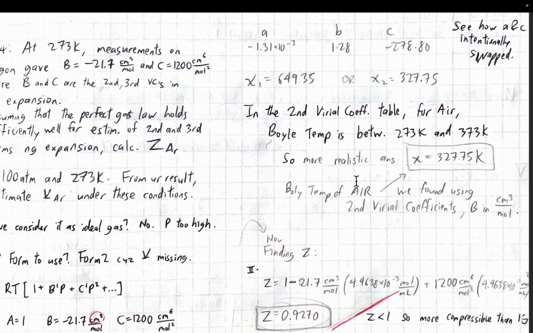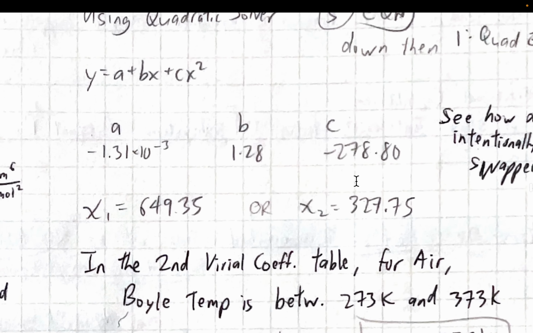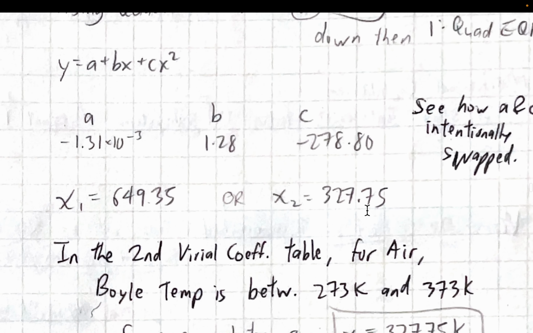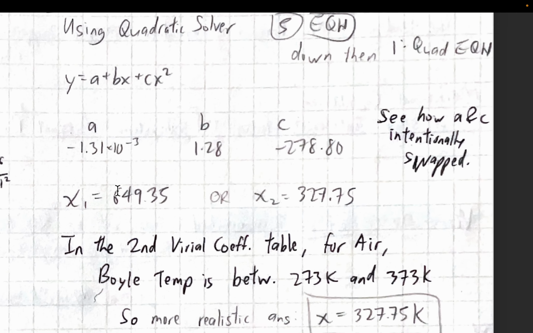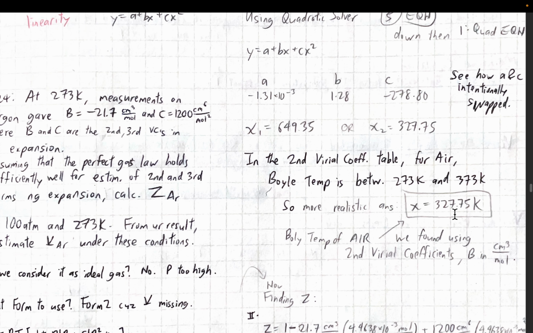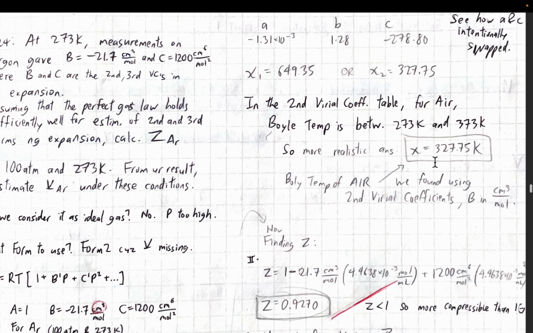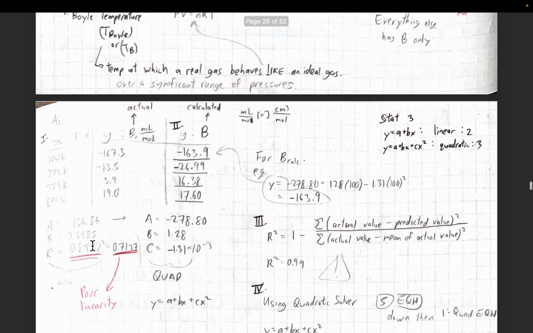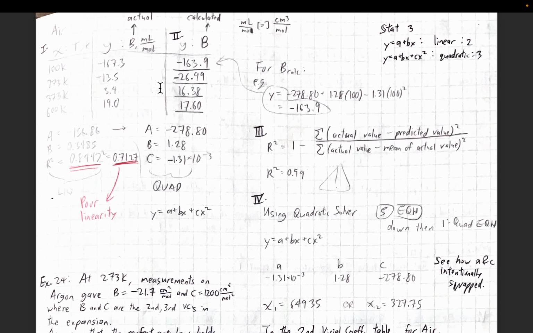Now, how do we decide between these two values? What is between 273 and 373? x sub 2. So this is our Boyle temperature. We automatically exclude the value of x sub 1. So the more realistic answer is 327.75. As simple as that. That's how you solve this kind of problem whenever you're tasked to find the Boyle temperature.